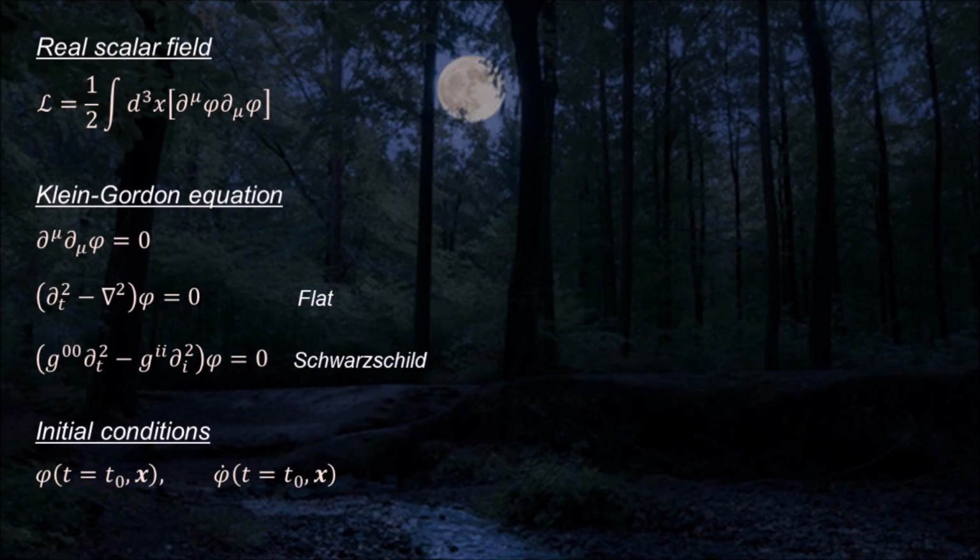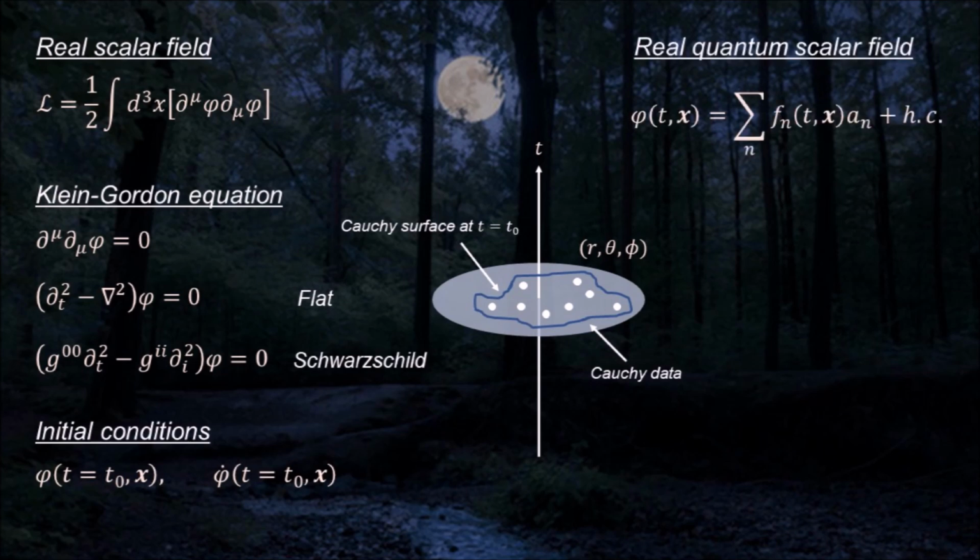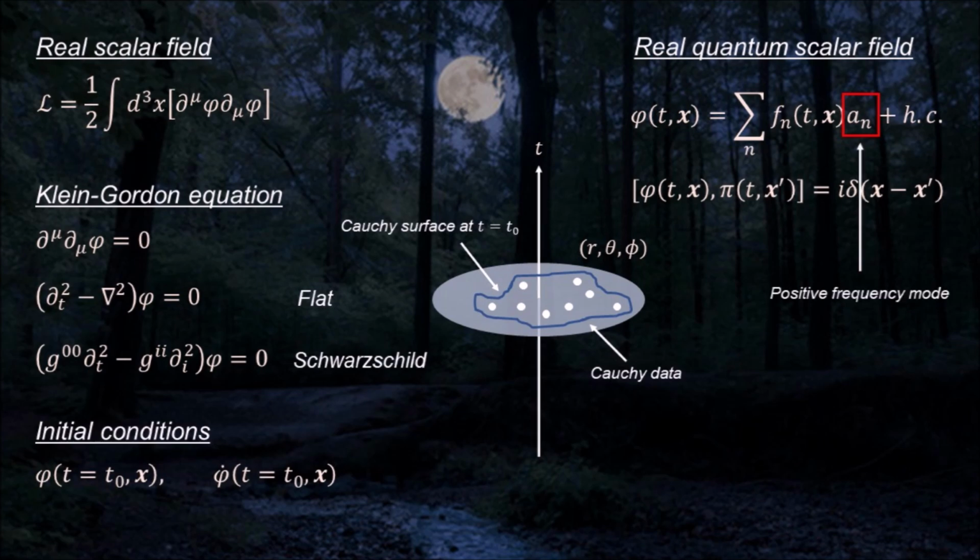In a four-dimensional spacetime, this is equivalent to saying that we need to know initial data on a space-like slice, called a Cauchy surface. Our goal is to find a field that is not only a solution to the Klein-Gordon equation, but that is also quantized. That is to say, the field can be written in terms of some basis f and coefficients a, such that the commutation relation between phi and its canonical momentum pi is satisfied. The notion of a particle is then defined by the operator a. Another, more conventionally accepted way to say this is that a defines a positive frequency mode on a Cauchy surface.